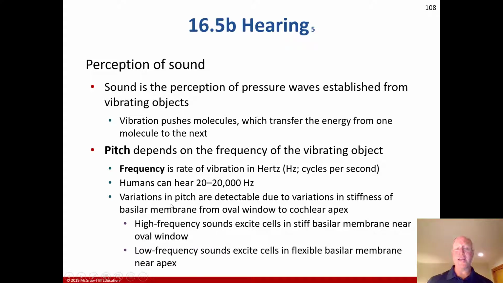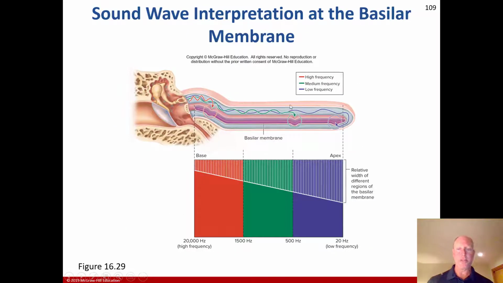Variations in pitch are detectable due to variations in the stiffness of the basilar membrane, from the oval window to the cochlear apex. High frequency sounds excite cells in the stiff basilar membrane near the oval window, and low frequency sounds excite cells in the flexible basilar membrane near the apex. So we have a cool picture showing high frequency to low frequency, from red toward green into blue, from the base, more for the high frequency, and the apex, more for the lower frequency. This refers to the relative width of different regions of the basilar membrane. Okay.